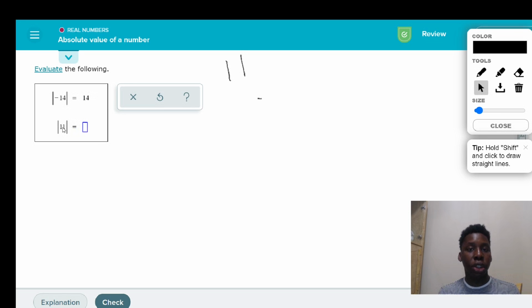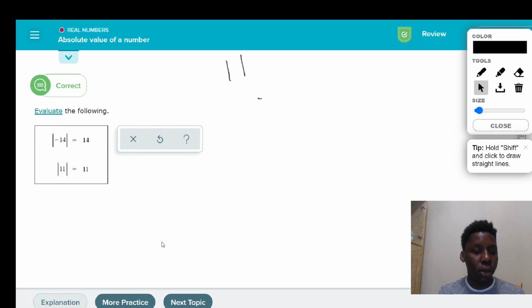And that's the same thing for here. This one, you don't change the sign since it's already plus 11. We know before 11 can get to zero, it has to count 11 times. So it will be from 11, 10, 9, 8, 7, 6, 5, 4, 3, 2, 1. So that's going to be 11 steps. So all you have to do is put in 11. Let's check that out.